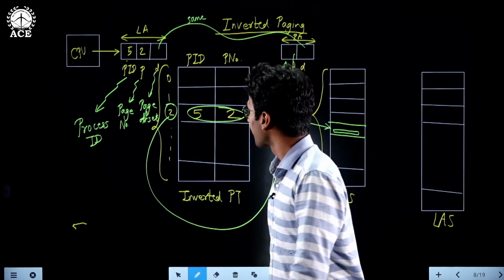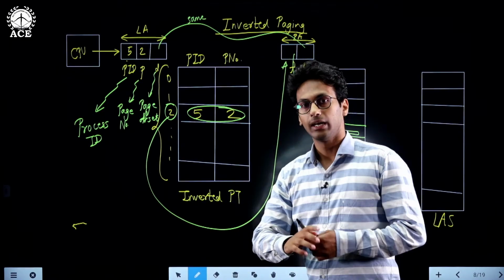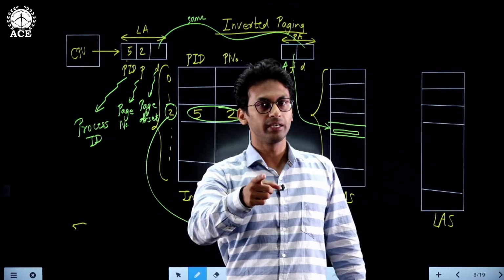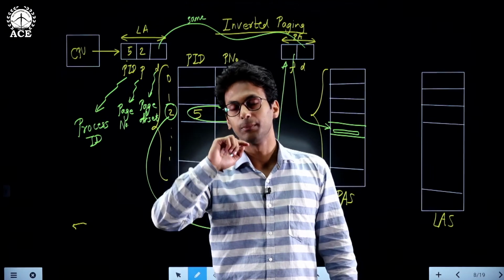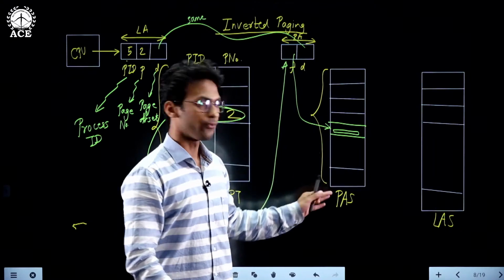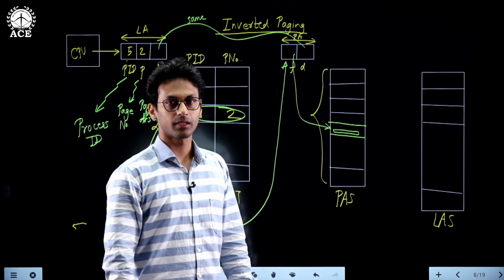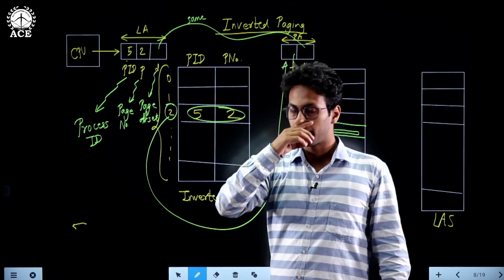That's easy, isn't it? This is the concept of inverted paging. Done. Now, a few questions. Number of entries in inverted page table? Answer fast, in the comment section. Number of entries in inverted page table is the same as the number of frames in physical address space. What will it contain? Process ID and page number.